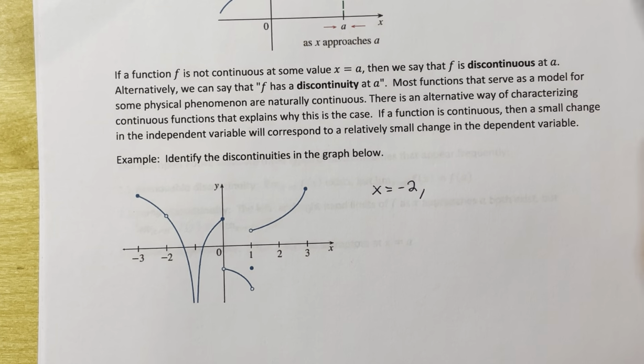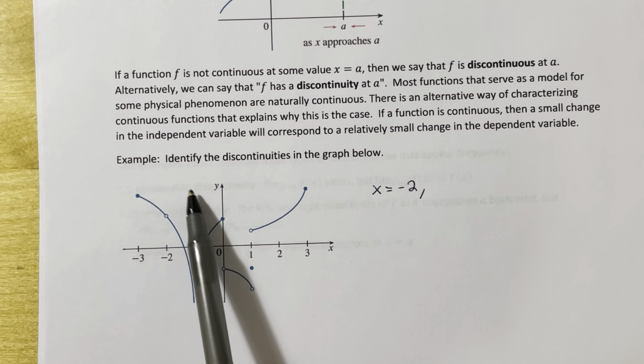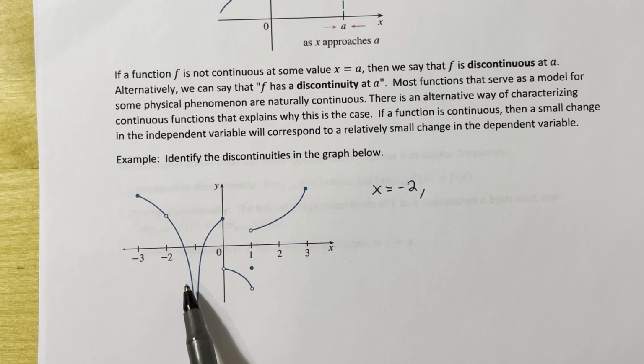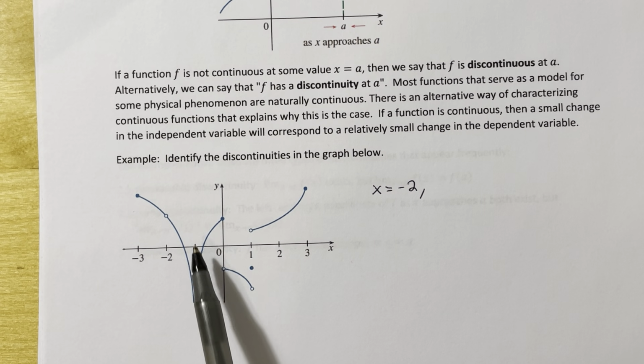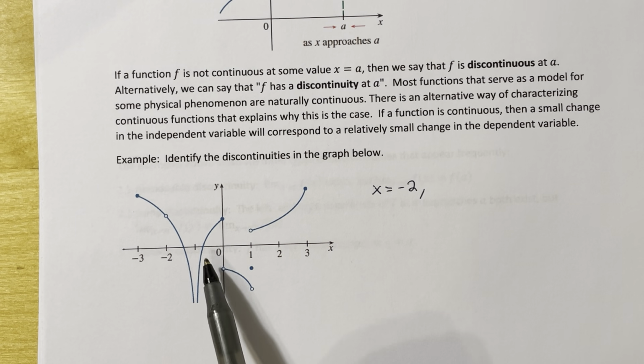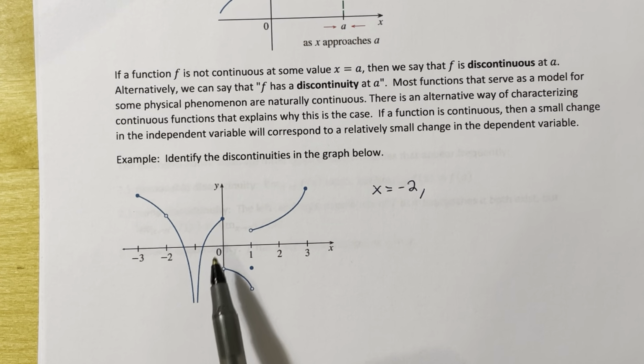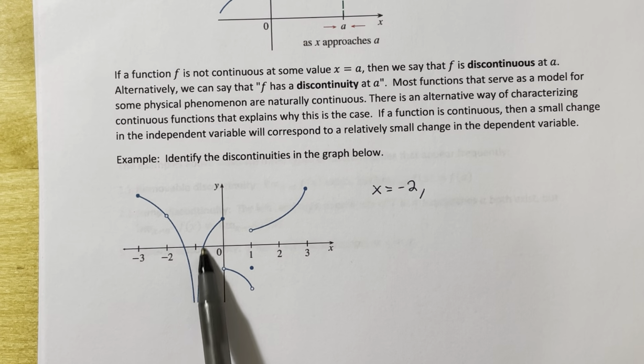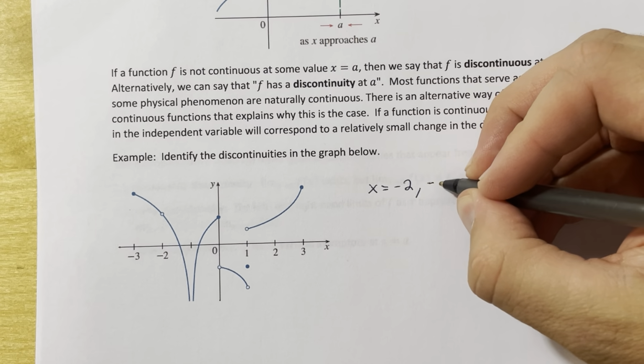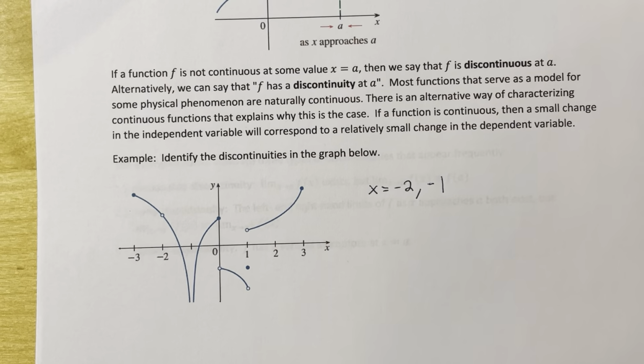Where else do we have a discontinuity? Well, at negative 1, we have a discontinuity because we have what appears to be a vertical asymptote. And remember, functions are not defined at those asymptotes. There is no value that we can get by plugging negative 1 into whatever this function is because there's no point that lines up with that negative 1. So negative 1 gives us another discontinuity.